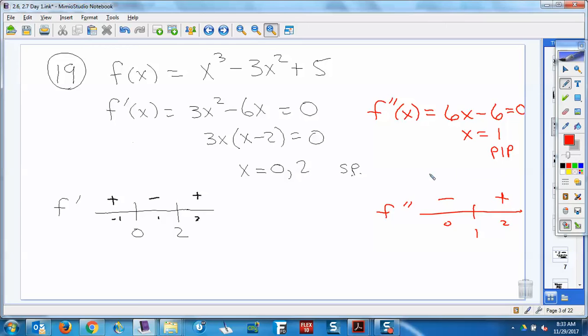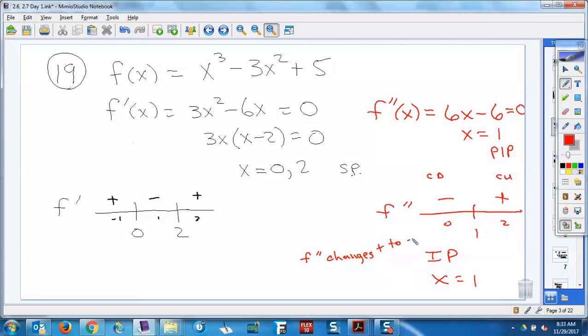So that means our f graph is going concave down to concave up. So we have an inflection point at x equals 1. And if this was a quiz, we would say f double prime changes.